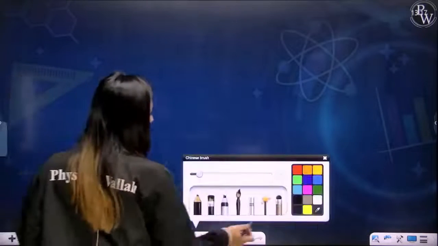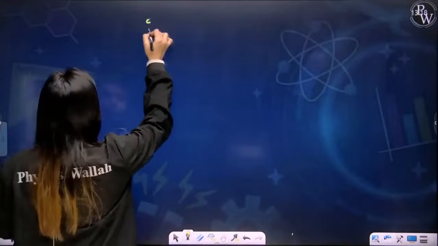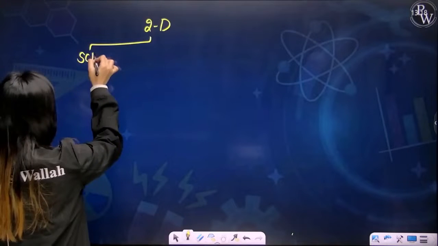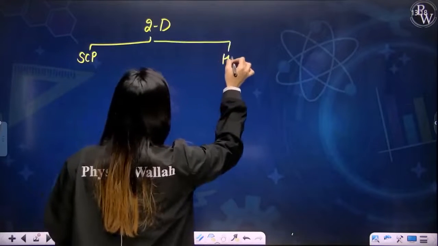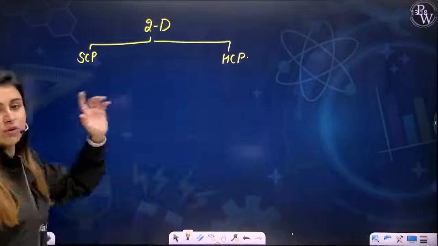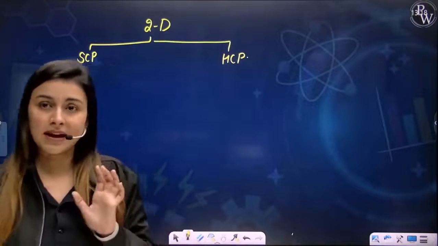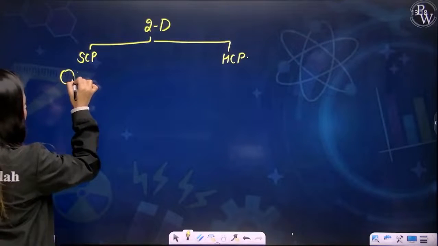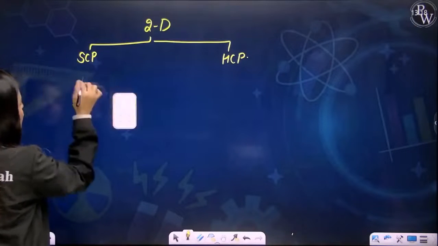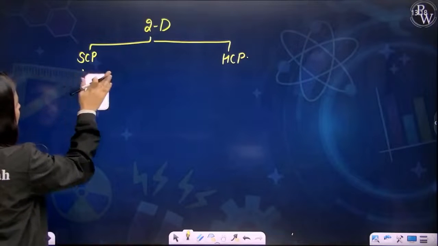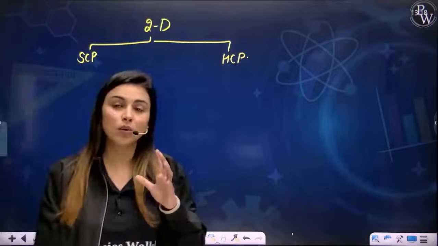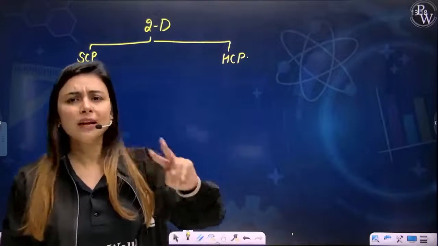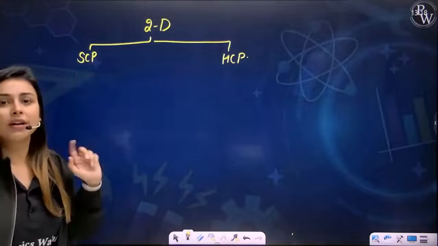When we talked about the two-dimensional layering, I told you that it could be square packing or hexagonal packing. It could be square close packing or hexagonal close packing. In square packing, it can have two types of basic layers. Now let's try to understand. When we layer in two dimensions, it could be of two types: either SCP or HCP.